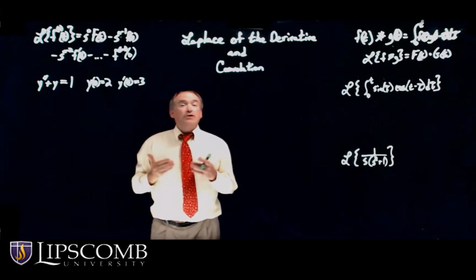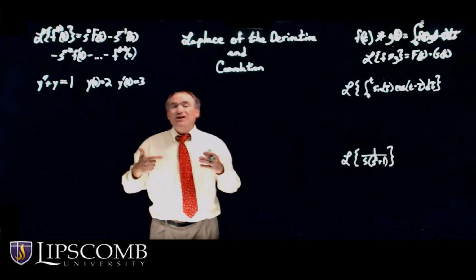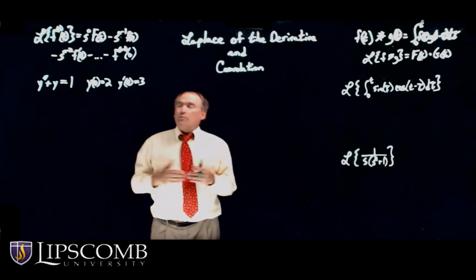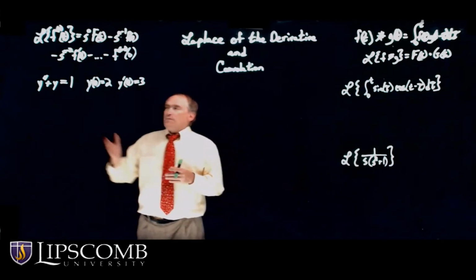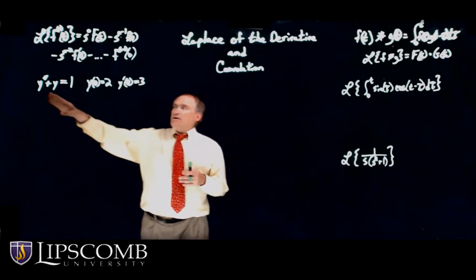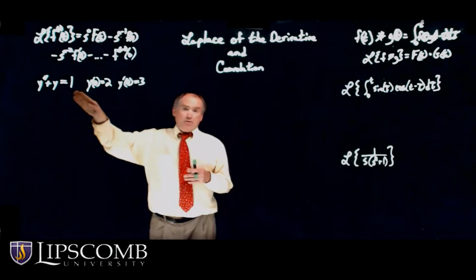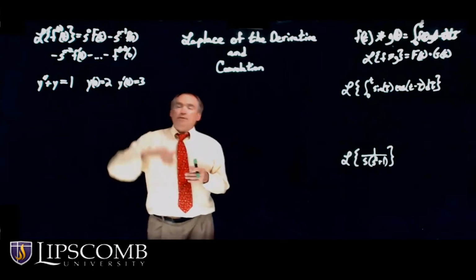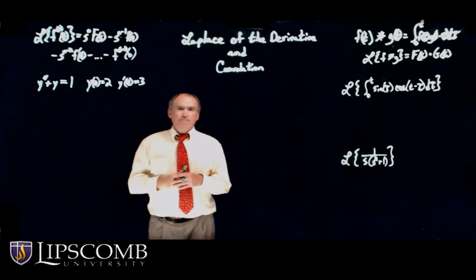So you see that in order to take the Laplace of a derivative of a function, we've got to have some initial conditions. So thus, IVP, initial value problems. That's what we'll be getting into. So I've got an example here, y double prime plus y equal to 1, where y of 0 equals 2 and y prime of 0 equals 3.